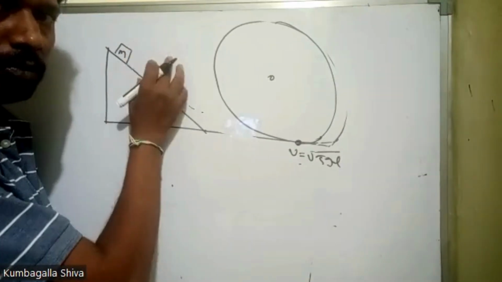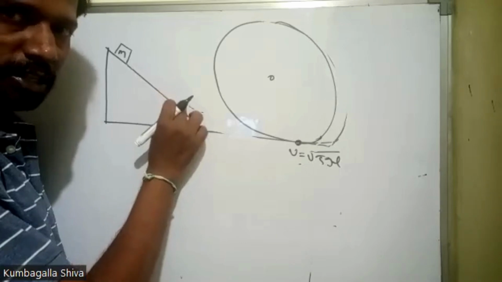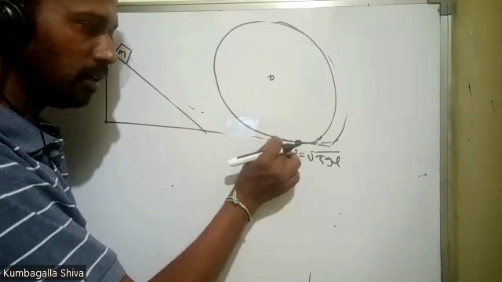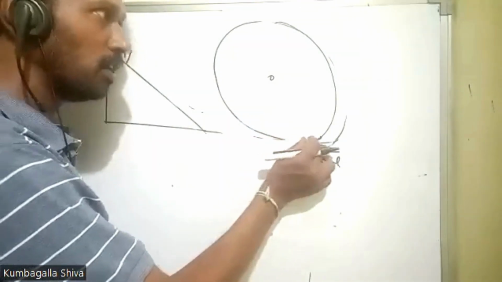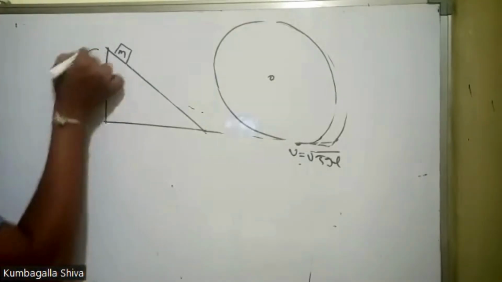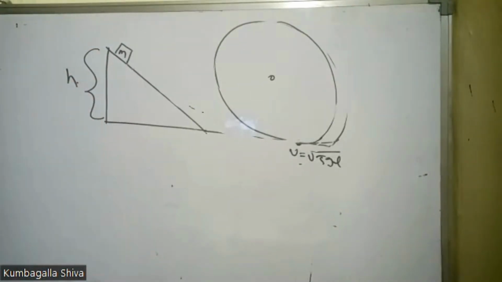You made it fall, it is sliding and it has gained some energy, and till here it reached and it has a velocity √5gl so that it is making a circular motion. Now, what is the height? The question is, what should be the height? It should be kept. That is my question.